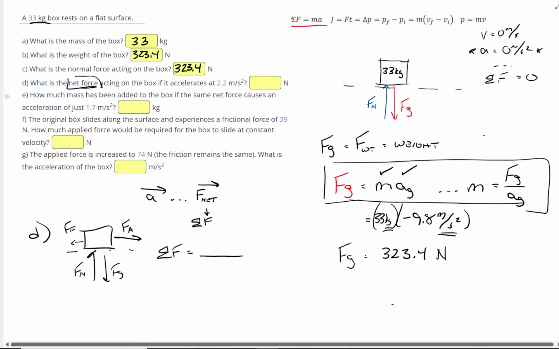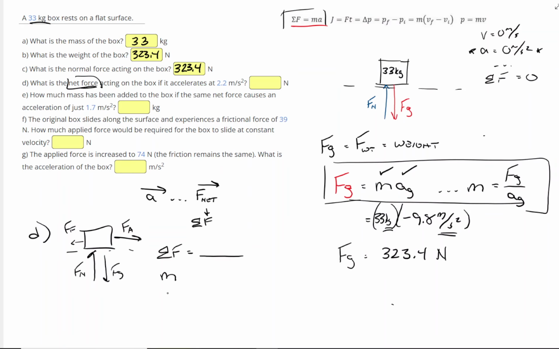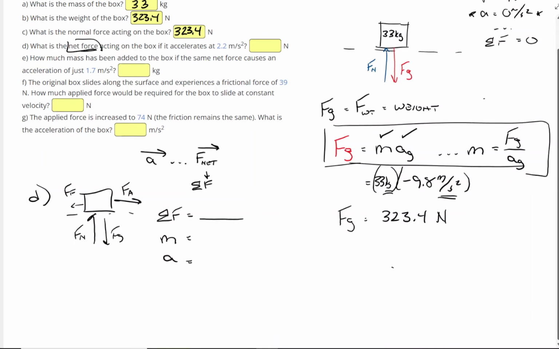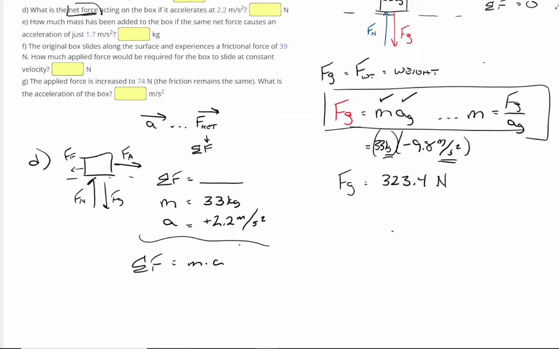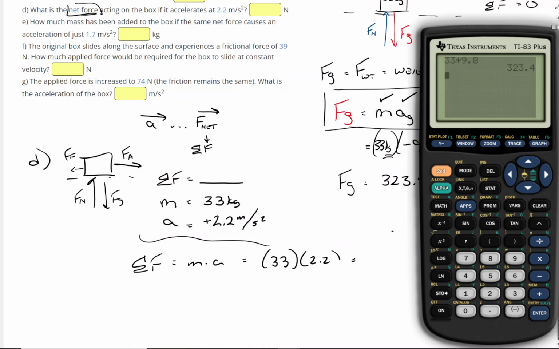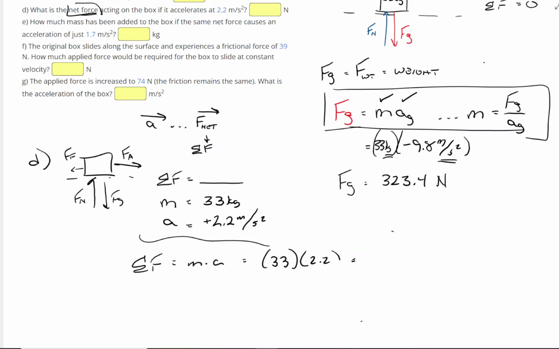However, our equation for Newton's second law says that F equals ma. So if we know the mass and we know the acceleration, we could evaluate that. So we're going to label, just like we've done in the past, all of our variables. The net force we don't know, but we do know it's accelerating. I just decided to put it to the right at 2.2 meters per second squared. The box still has a mass of 33 kilograms. So to evaluate the net force, I'm just going to take m times a. In this case, it's 33 times 2.2. I'll pull out my calculator: 33 times 2.2, and you get 72.6 newtons as the net force.